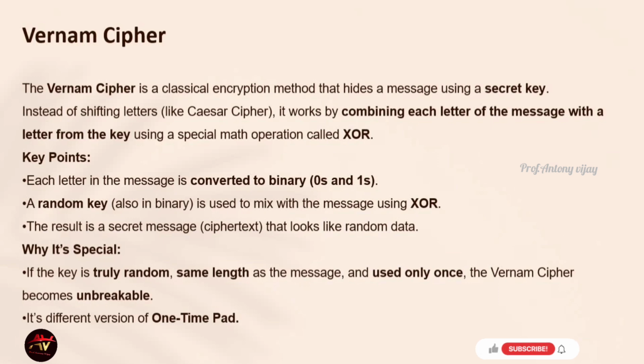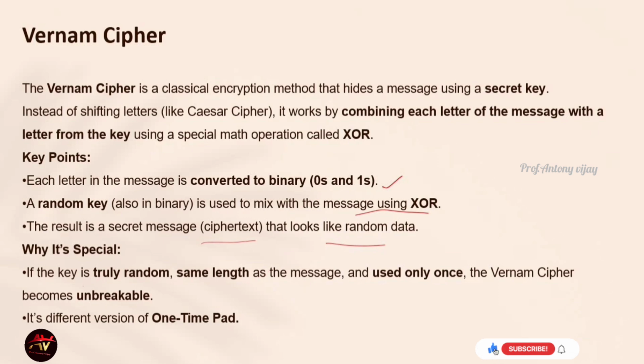Let's see the key points. In this, each letter in the plain text is converted into binary, that is zeros and ones, and a random key will be generated for the plain text based on its length. The length is supposed to be the same, and this random key is mixed with the message using the XOR operation. The final result will be the ciphertext that looks like random data.